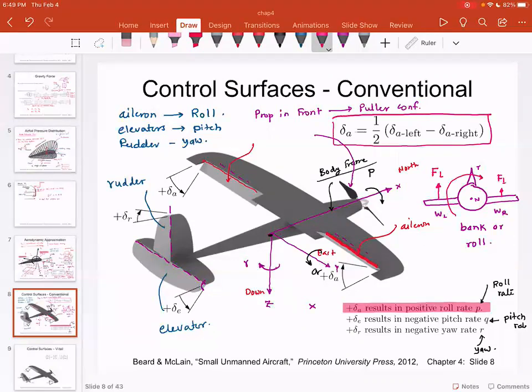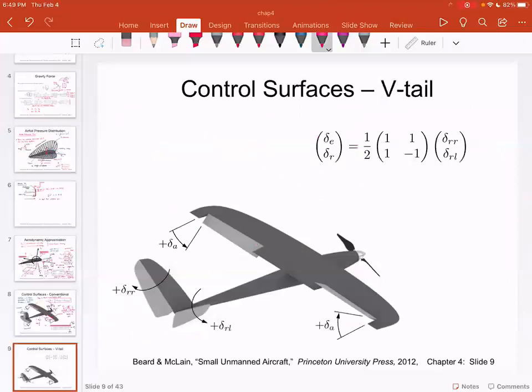Now I want to take a slightly different example, which is something called the V-tail. I don't know if you have seen this V-tail airplane, but let me show you how this looks. It does not have a single vertical tail. If this is the front view of the plane, left wing, right wing, it has two tails. So basically, tail one and tail two.